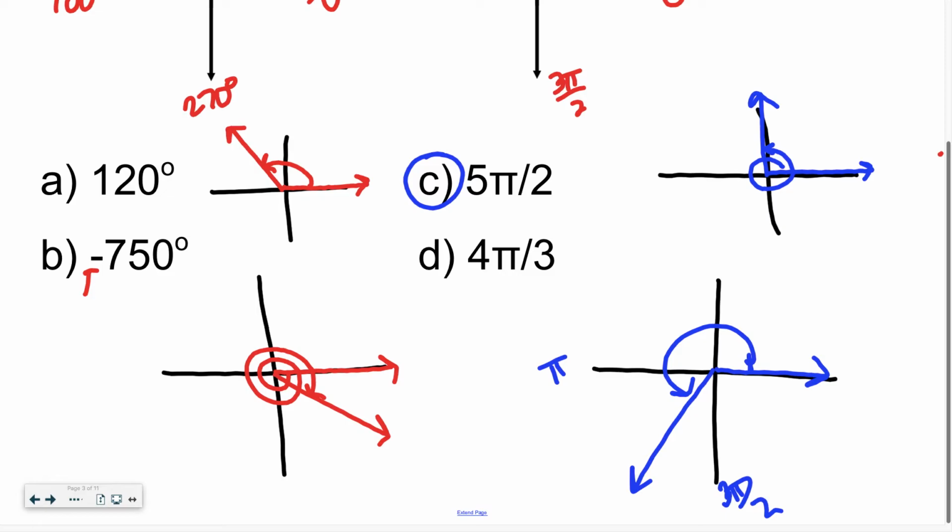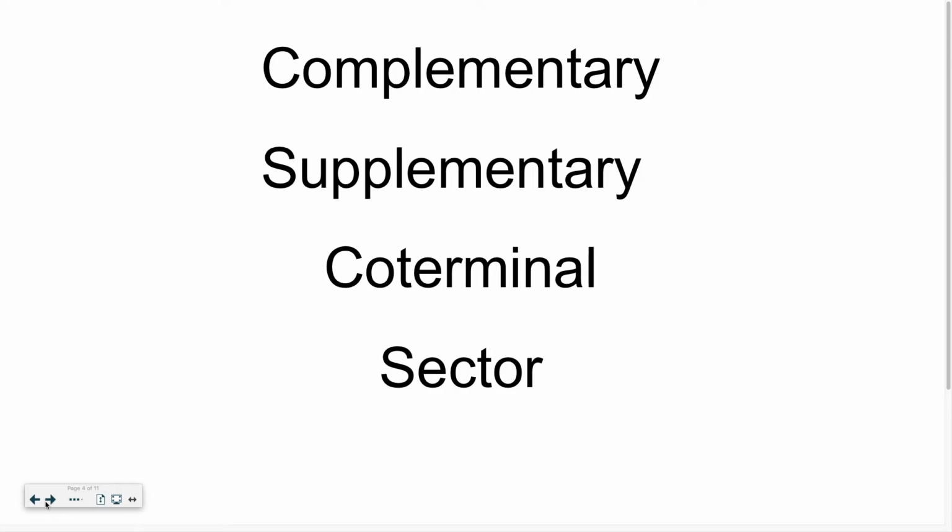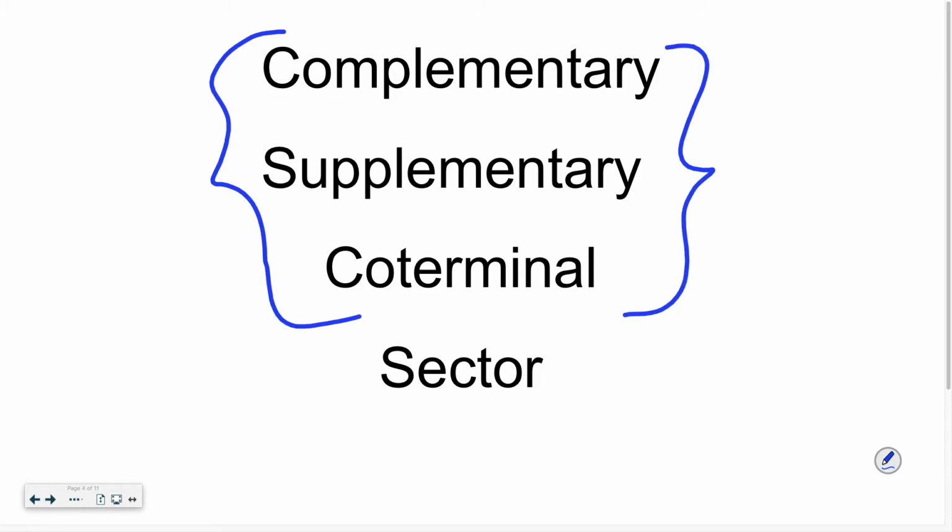Another task that I hope is a refresher are, let's see, I want you to talk about these right here. What does it mean to be complementary, supplementary, and coterminal? You have 1 minute to come up with your definitions. Go.